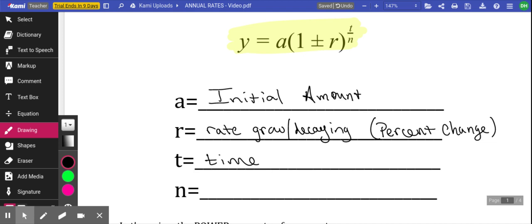And then n is going to be our frequency. In other words, how often does that percent occur?